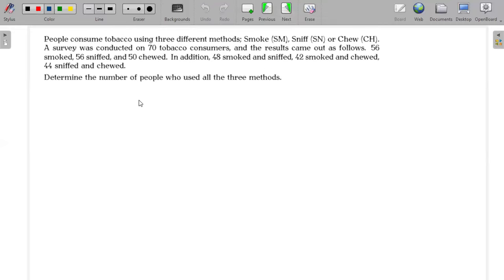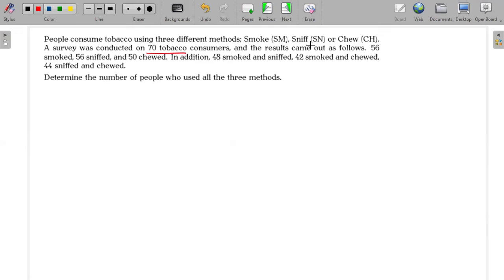Okay, so let us now look at the following question. The question reads, people consume tobacco using 3 different methods. The first one is they smoke. Another is they sniff. Or they chew tobacco. Then they're telling us a survey was conducted on 70 tobacco consumers, and the results came out as follows. 70 tobacco consumers took part in this survey.